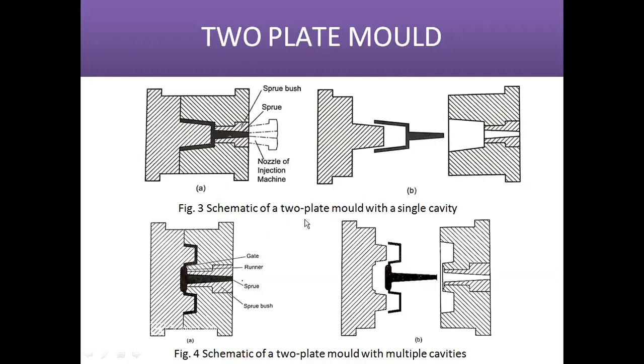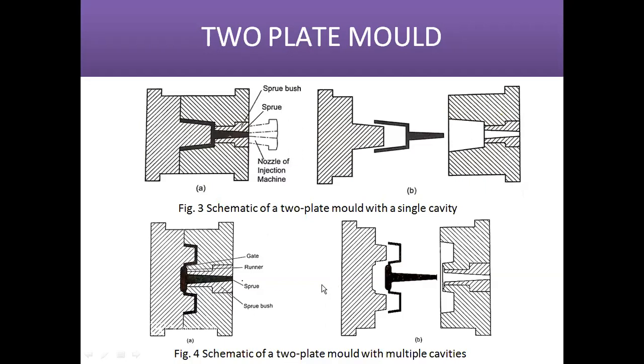Now if there are two cavities, in that case we will need a runner. When there is a two plate mold with multiple cavities, this is the sprue, and after passing through the sprue, the plastic melt has to pass into the multiple cavities. So it will pass through the runner and enter the mold cavities through the gates. That is called a two plate mold with multiple cavities.